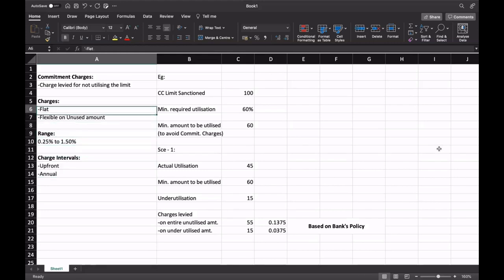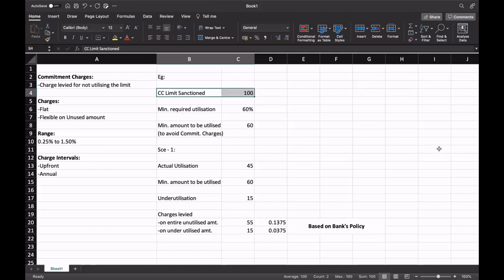So how to understand this commitment charges calculation? Let's have a look at this example. Look here. This particular customer was sanctioned a CC limit of 100 lakhs. And the sanction letter stipulates that the customer should have minimum utilization of 60% at any point of time. It means at any point of time, a minimum of 60% of 100 lakhs, that is 60 lakhs, should be used in order to avoid commitment charges. So this is the sanction condition as well.